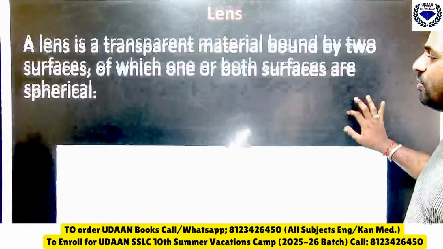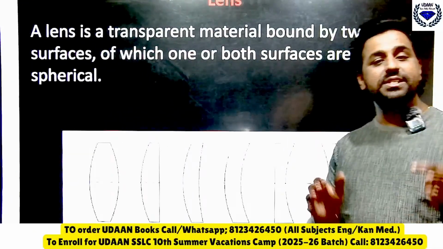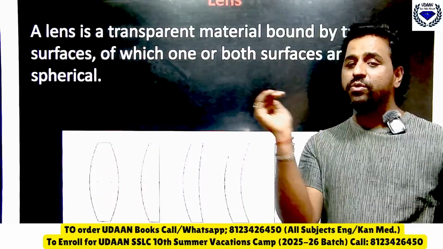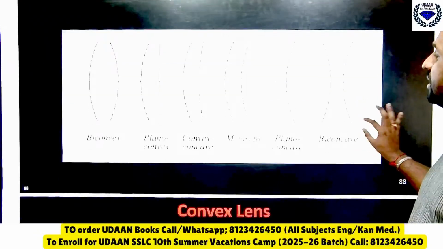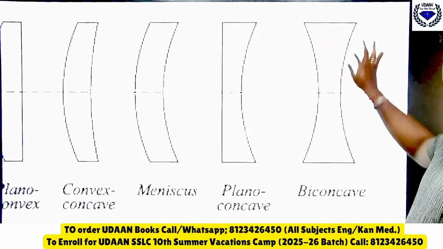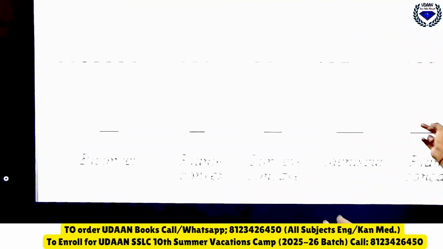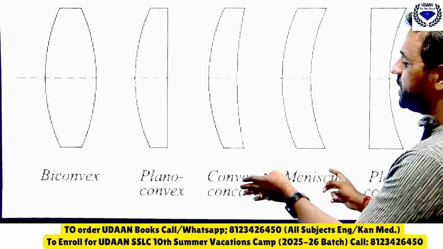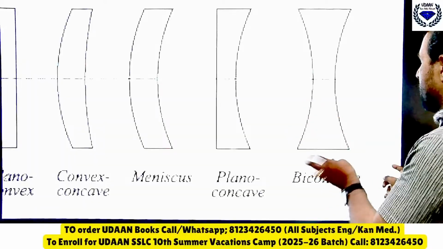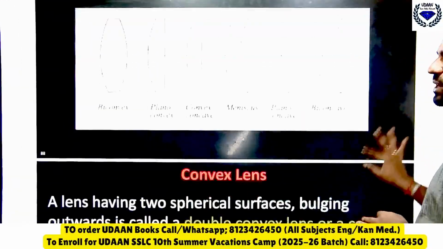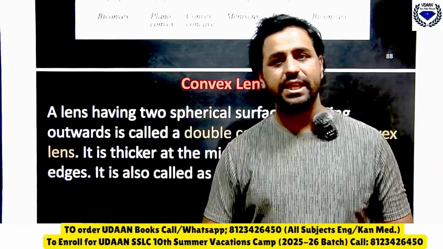What are lenses? So a lens is a transparent material bound by two surfaces. In a lens, what do we have? There will be two surfaces, both transparent, which allow the light to pass, of which one or both surfaces are spherical. That means one surface may be spherical, or both surfaces may be spherical. So there are many: biconvex lens, plano-convex lens, concavo-convex lens, meniscus, then plano-concave, biconcave. Like this we will study many, but for your syllabus we have only two, that is convex lens and concave lens.